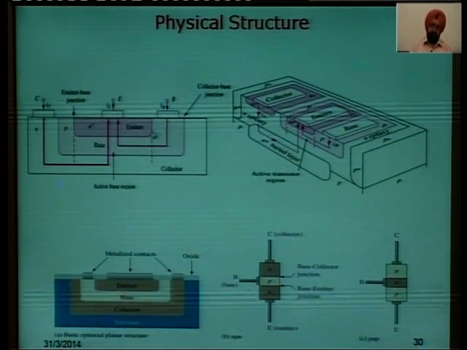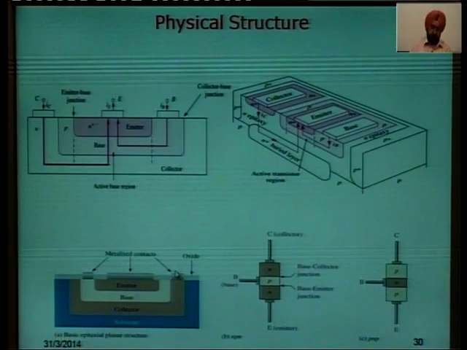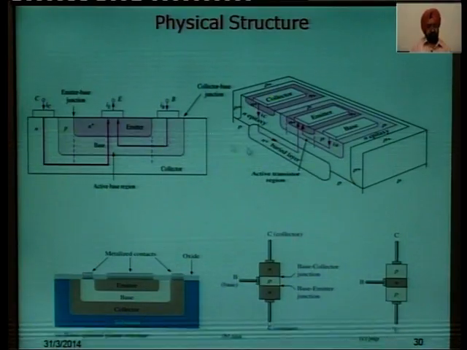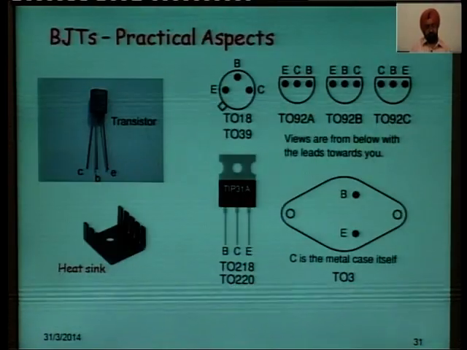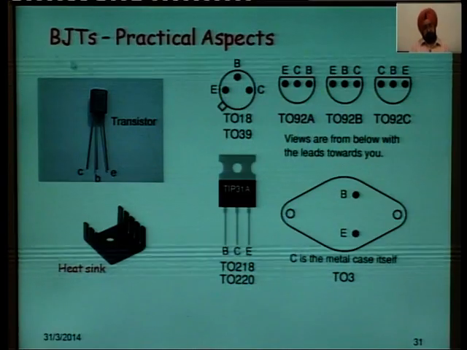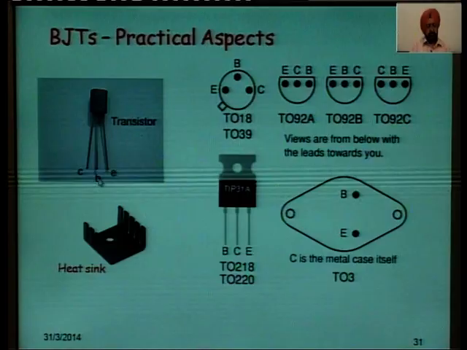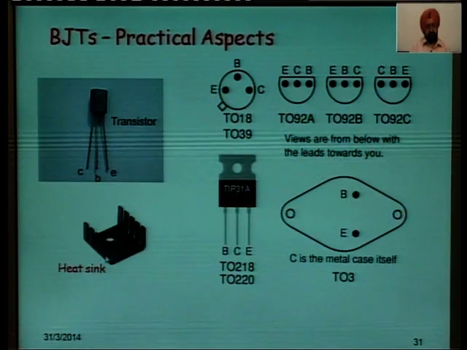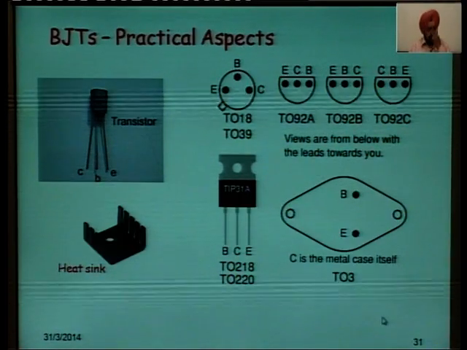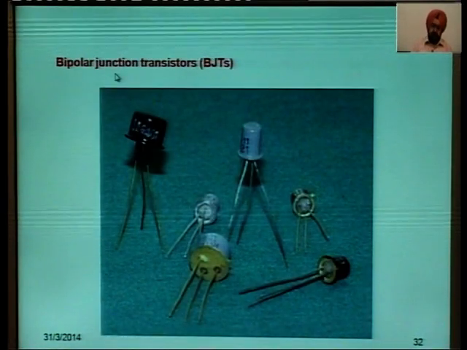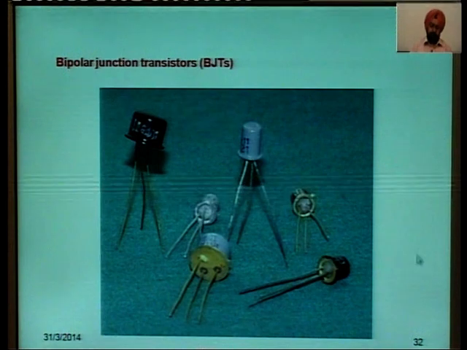This is the physical structure of the bipolar junction transistor. So, there is a base region, emitter and collector. This is how basically it is constructed. These are practical bipolar junction transistors. This is the transistor, there is an emitter, base and the collector. This is the heat sink, so that the transistor does not get heated up. This is another picture of different kinds of bipolar junction transistors.